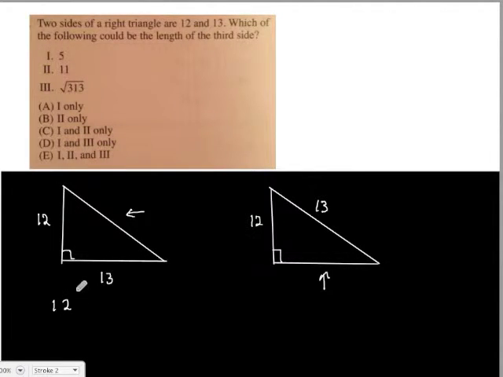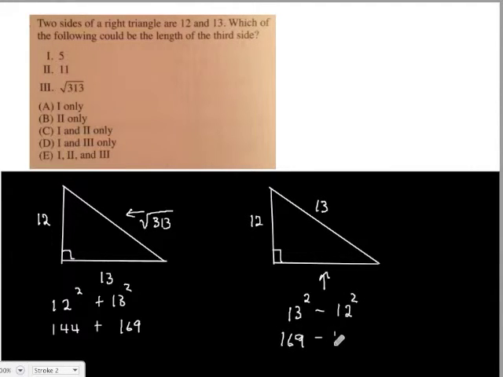Okay, so by Pythagoras, you could figure out the missing sides, and let's go ahead and see what the answer is. If you use this situation here, it will be 12 squared plus 13 squared, which is 144 plus 169, which would be square root of 313. The next one would be 13 squared minus 12 squared, which would be 169 minus 144, which is square root of 25. So this missing side would be 5. So you could either have 5 as a possible third side or root 313 as a possible third side. So the correct answer here is going to be 1 or 3, which is the choice D.